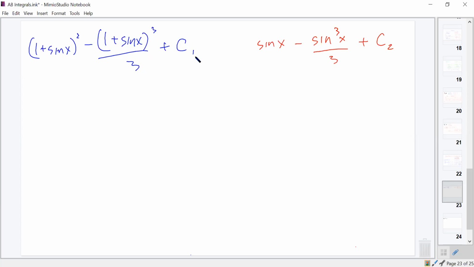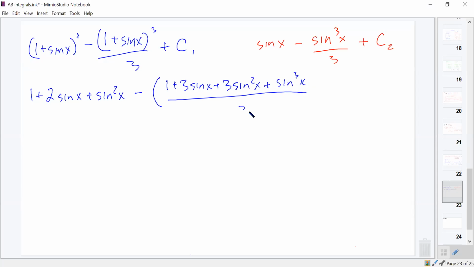I got in that mindset of u is sine x since we've used sine x like 500 ways to do this one. All right, let's go through and do it. Now I feel bad like I should do this. So sorry, Claire, you're gonna have to starve for a minute. We end up with 1 plus 2 sine x plus sine squared x on this side. And then what's 1 plus sine x cubed? That's 1 plus 3 sine x plus 3 sine squared x plus sine cubed x. Do that distributing.